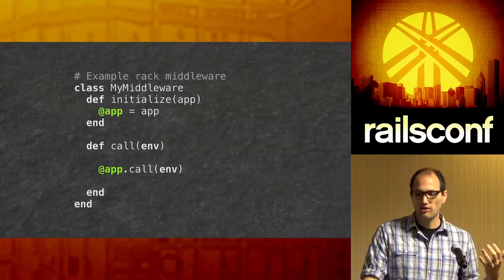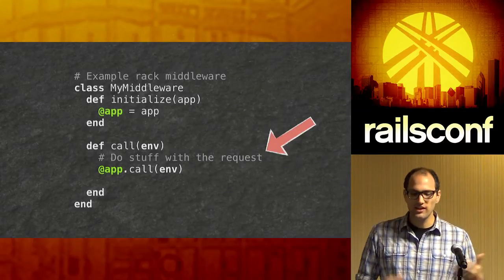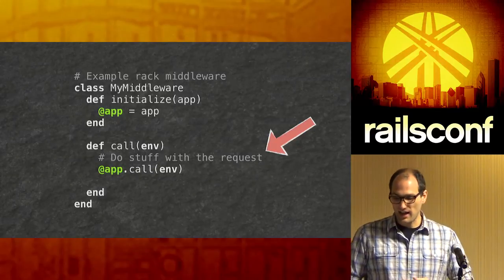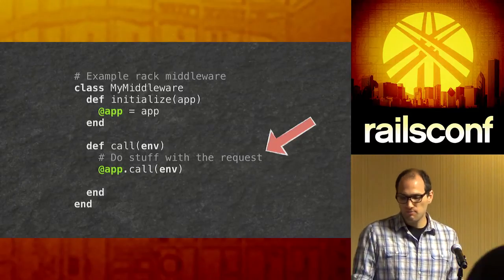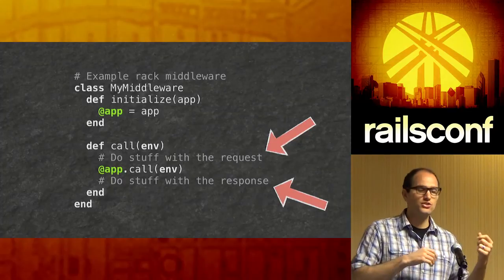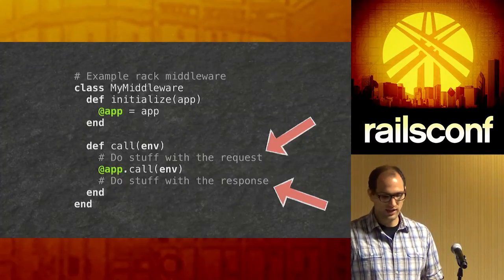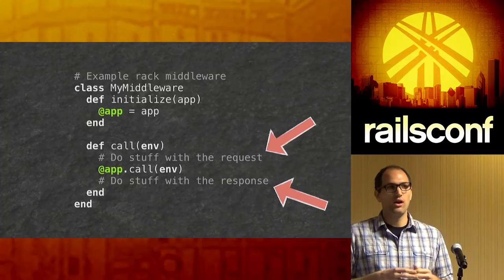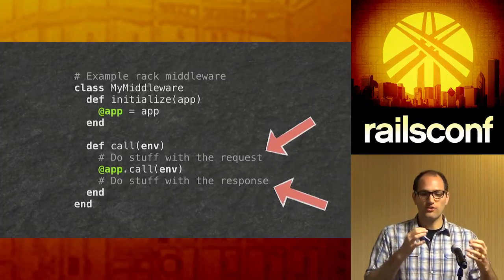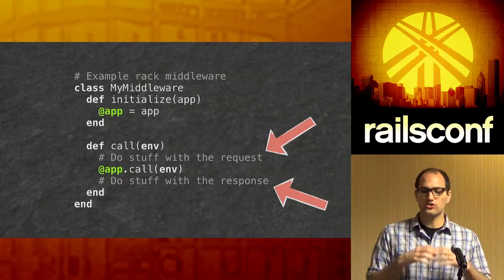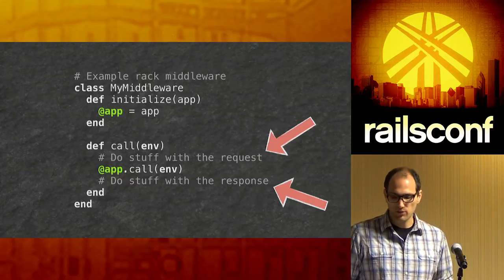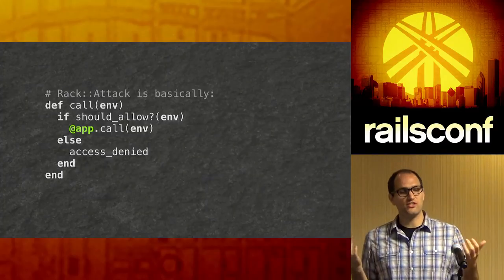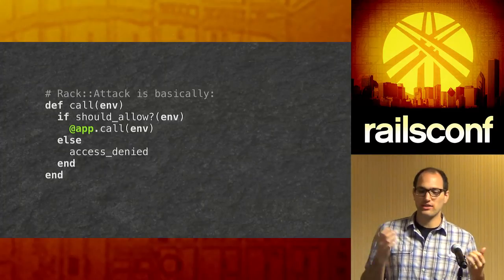The real magic of Rack middleware is it lets you do stuff here with the request, like you can block it in the case of Rack Attack, potentially. Or you can do stuff with the response, you can log it, you can cache it, stuff like that. So this is just a great pattern for making easy architectures to do stuff with HTTP requests. So in Rack Attack's case, this is a simplified version of the Rack Attack call method.